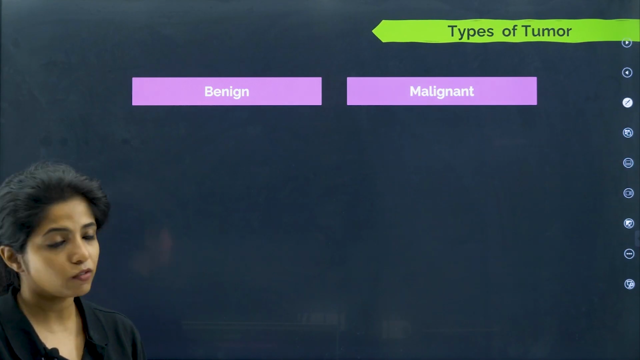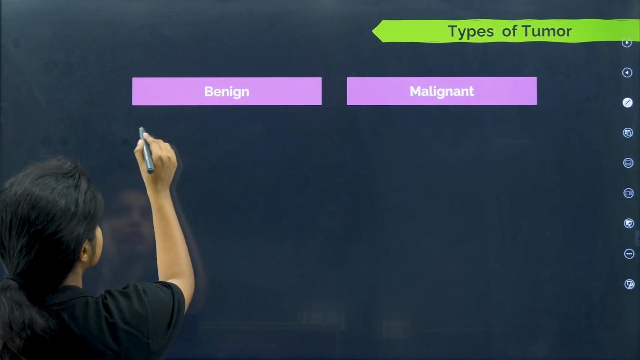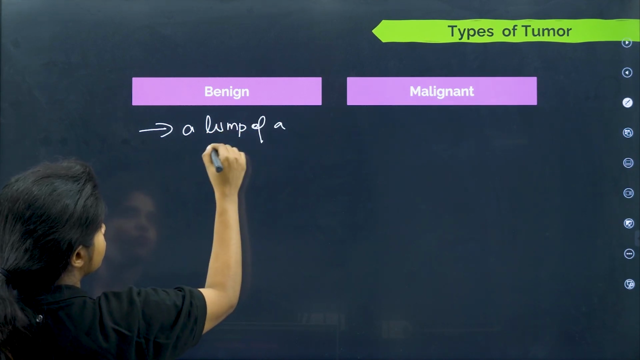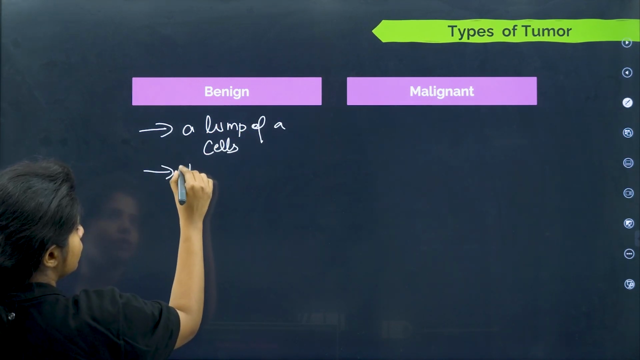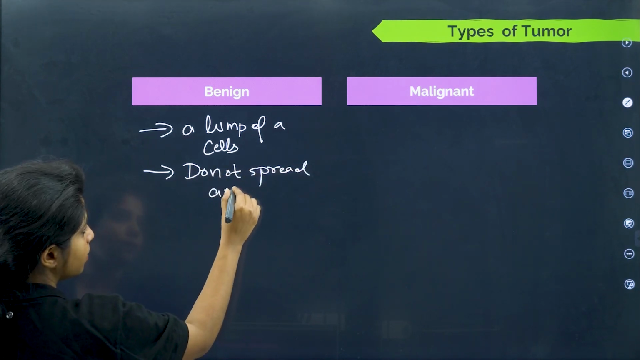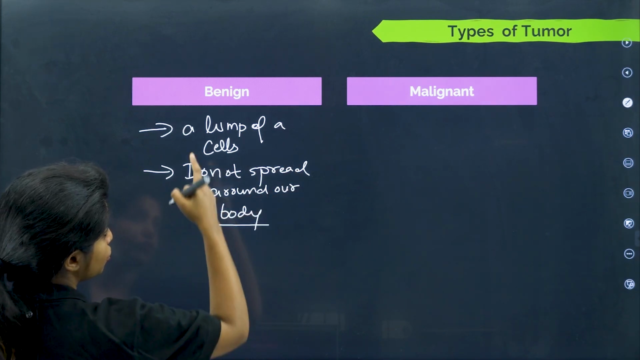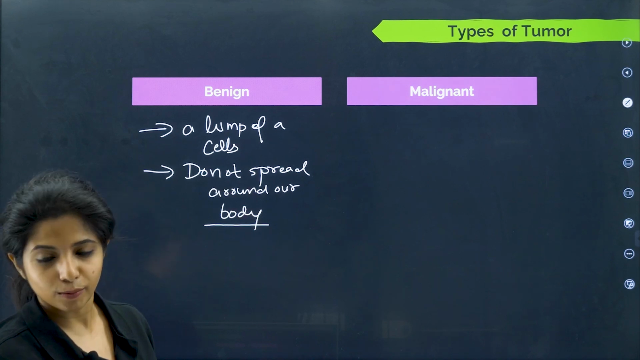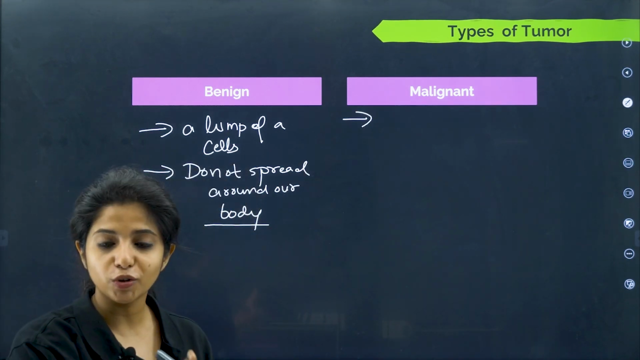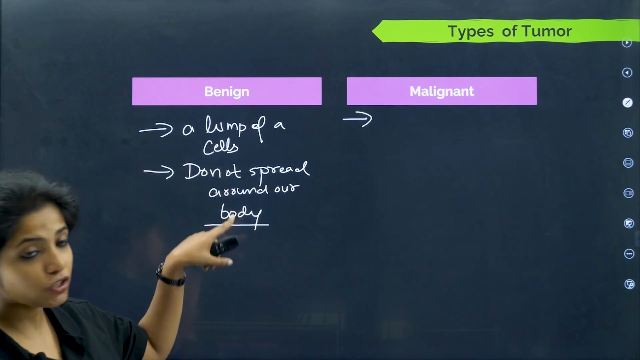So with this information, can we fill up this particular sheet? It's easy, right? This one is obviously easy. So it's just a lump of cells that do not spread around our body. Okay. So are they going to cause cancer? No. This is the one that causes cancer, and I was talking about this only, that all the tumors are not cancerous. Just understand that. So this is not a cancerous one.